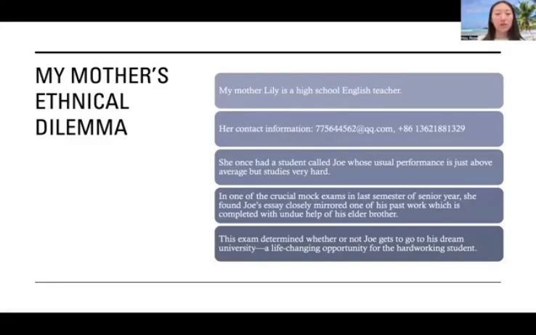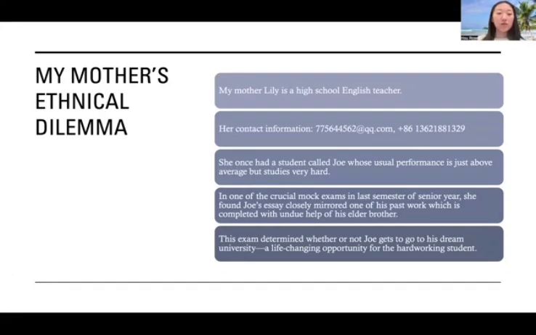The situation is that Lily is a senior English teacher at a prestigious key high school in China, and she also serves as the homeroom teacher for a graduating senior class. She is deeply respected and trusted by her students. During the final semester of 12th grade, she discovers a cheating problem involving one of her students, Joe. Joe is an academically above average student, not outstanding, but extremely hardworking and resilient.